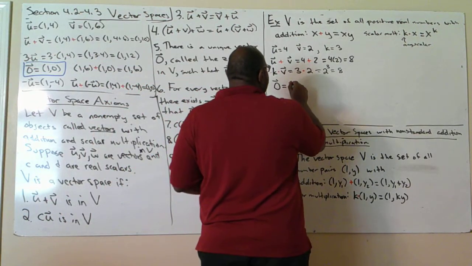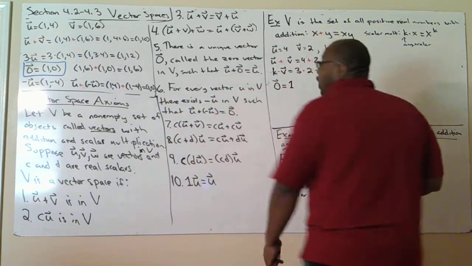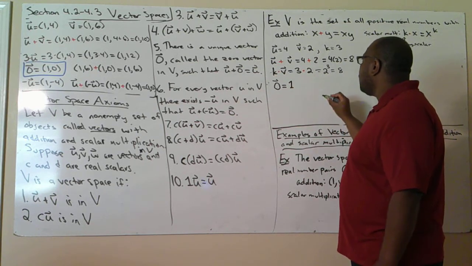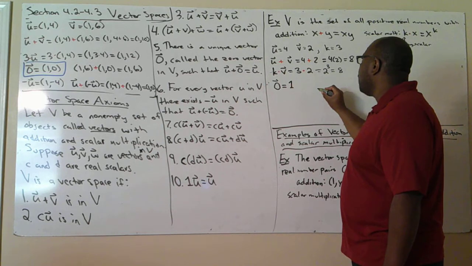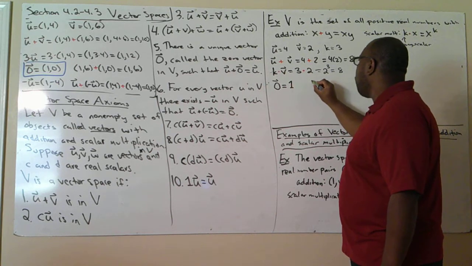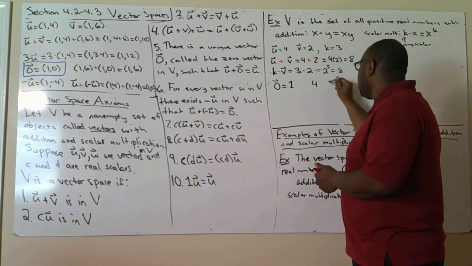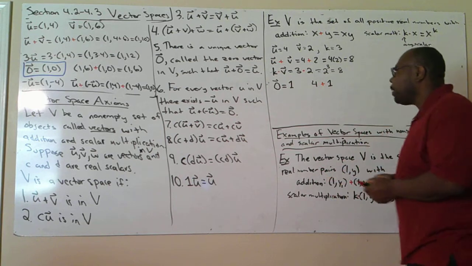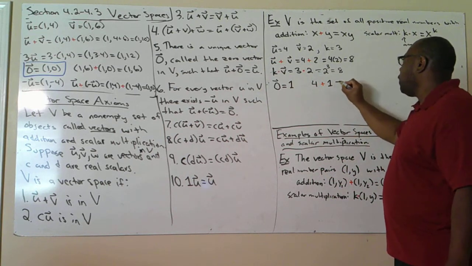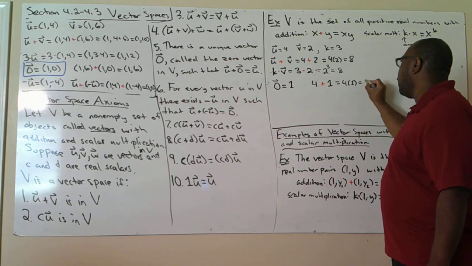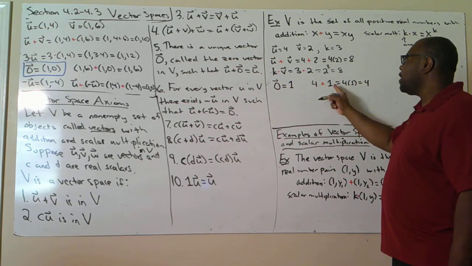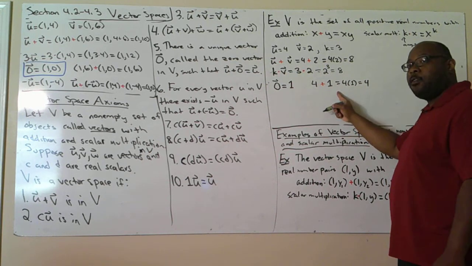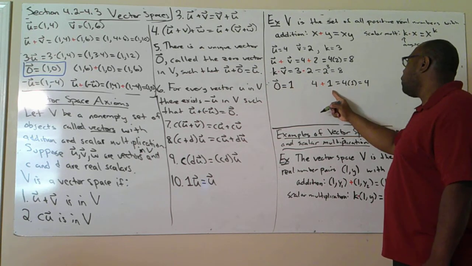And I'm going to show you guys a really neat way to figure out what the 0 vector is if you know that something is a vector space. The 0 vector is 1 because suppose I take u plus the 0 vector. So if I do 4 plus 1, I get 4 times 1, which is 4. So 4 plus the 0 vector is 4.